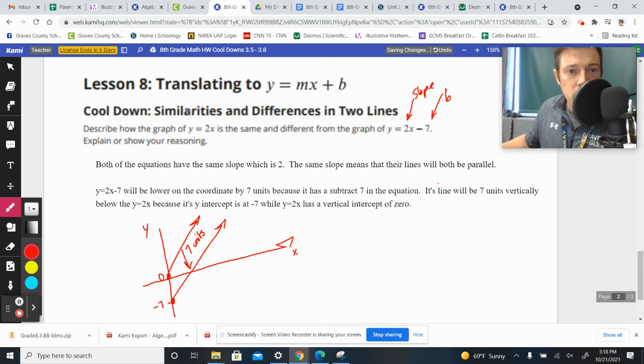And that's all I got for your lesson 8, your explanation or your showing of your reasoning. You can go either route there, whichever you prefer.